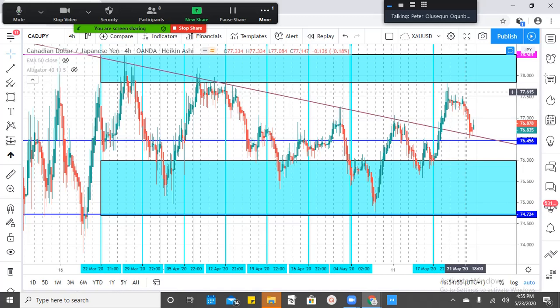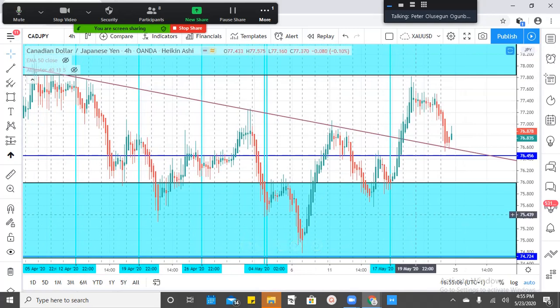So price is actually trying to come back here, but in the 4-hour chart, price is seen to be having a bullish approach, but it's just nothing but a pullback. This is a pullback on the 4-hour chart. You can see that candle is a pullback for now.